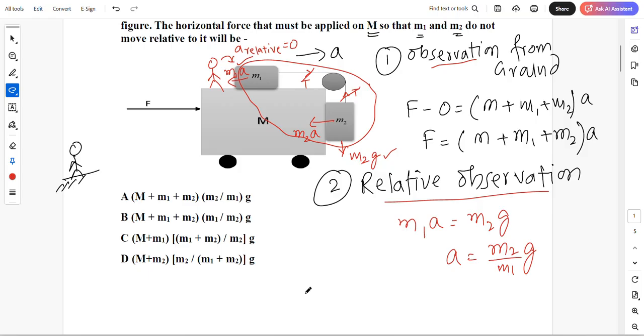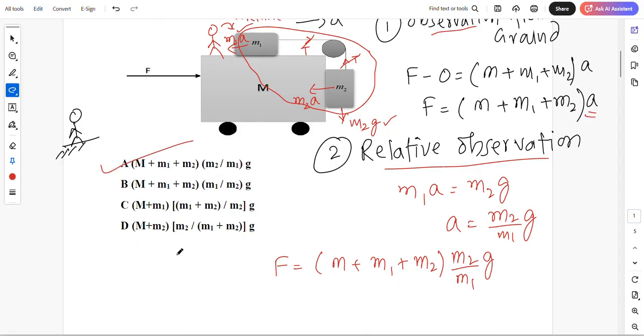Now you substitute this one in F. F is equal to, this is the equation of horizontal force, m plus m1 plus m2, in place of a, just substitute m2 by m1 into g. See which is the correct. m plus m1 plus m2, m2 by m1 into g. Yeah, this is the right option. Hope you understood this. We'll go to the next problem.